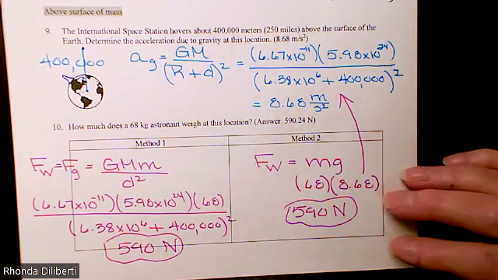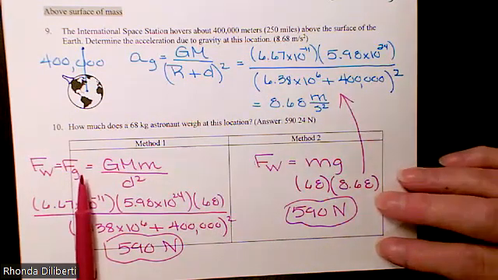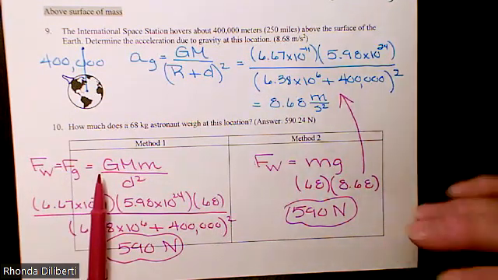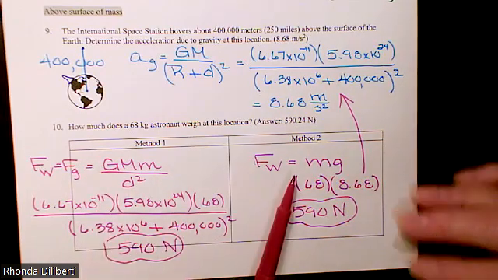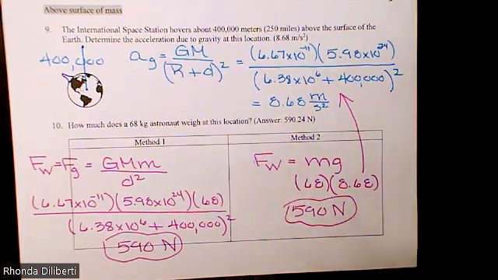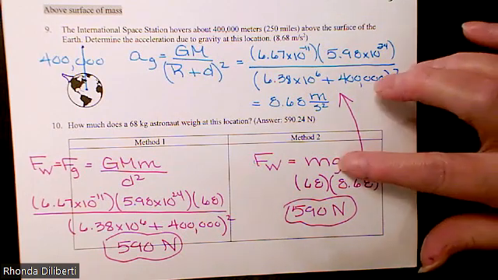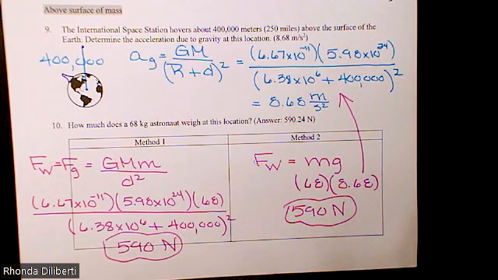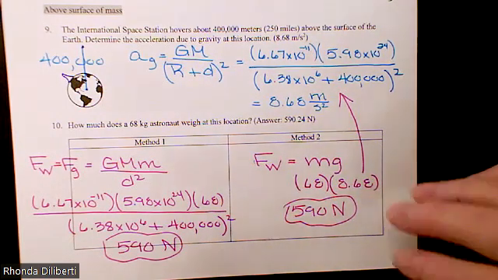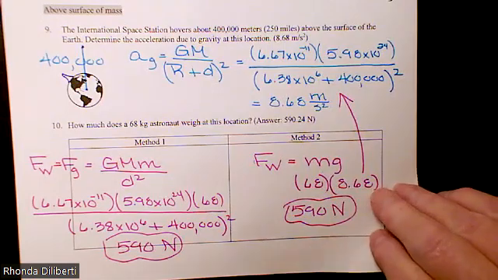But I just want to show you that the gravitational force of attraction, the universal law of gravitation, simplifies to Fw equals mg, as long as you're putting in the acceleration due to gravity above the surface of the Earth. All right, so we just did a couple of examples that showed that our weight will decrease as we go above the surface of the Earth.